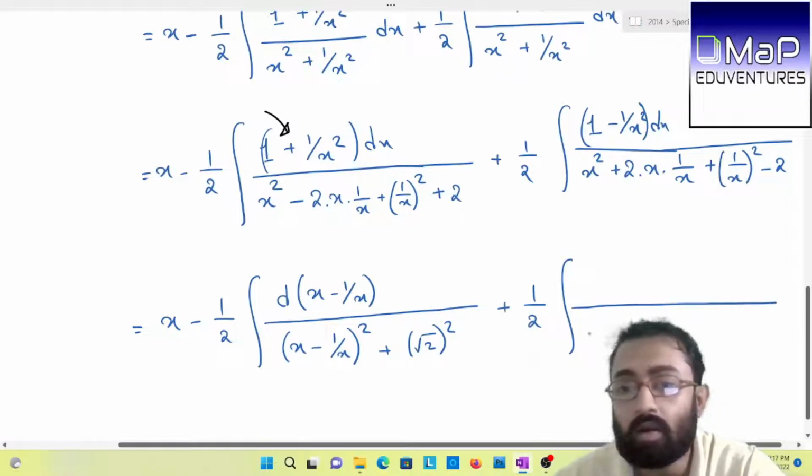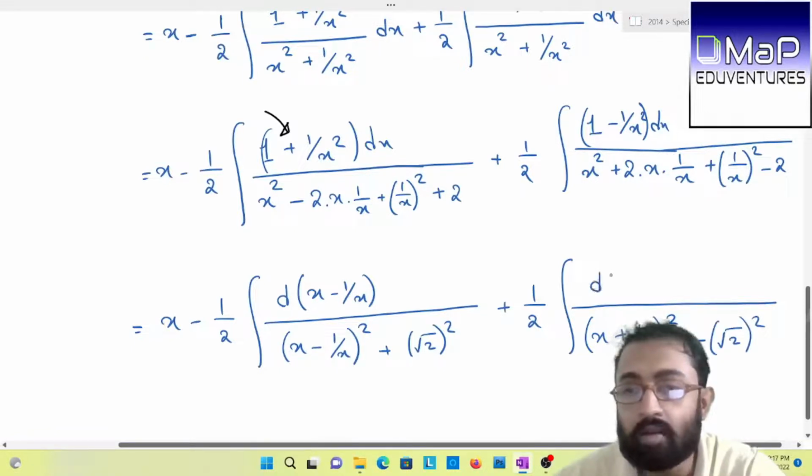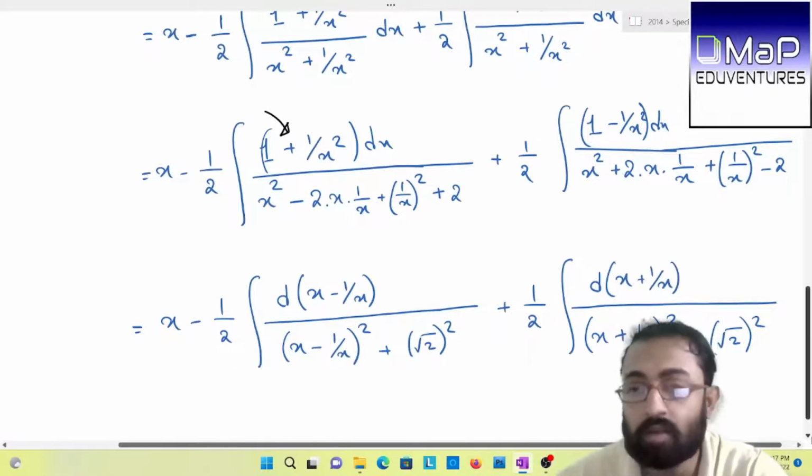Similarly, in the second part you are going to get (x plus 1 by x) whole square minus root 2 square and d of (x plus 1 by x). Again, verified.